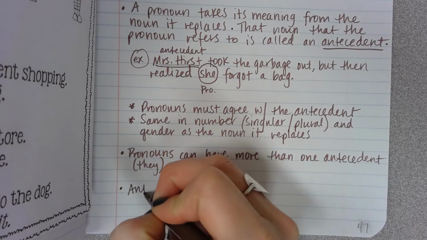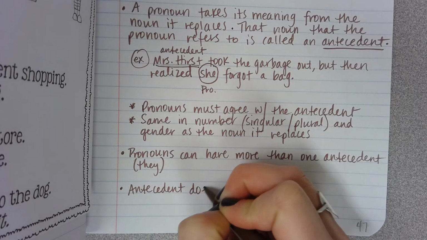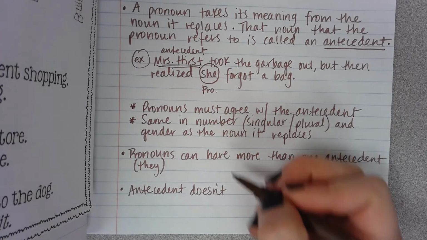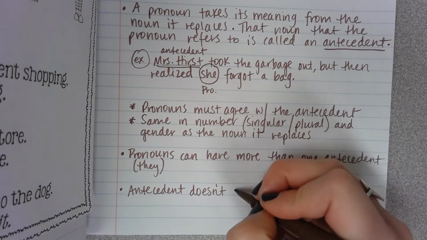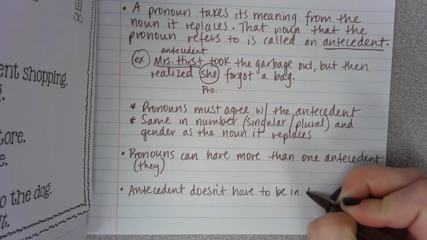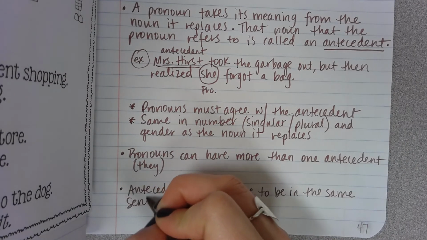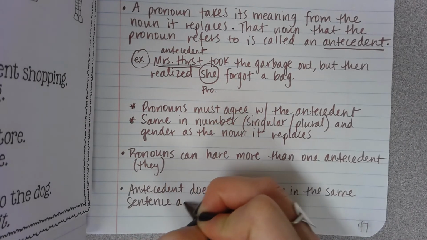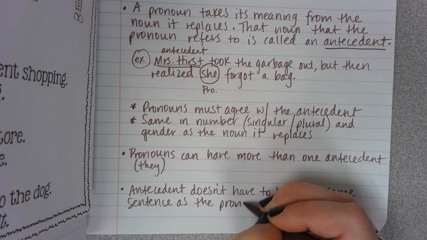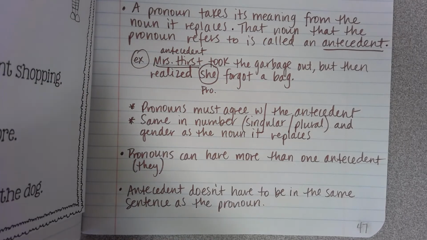The antecedent in a sentence doesn't actually have to be in the same sentence as the pronoun or the noun that it's referring to. So it doesn't have to be in the same sentence as the pronoun. It could be mentioned in the sentence after, the sentence before, the paragraph after, the paragraph before.